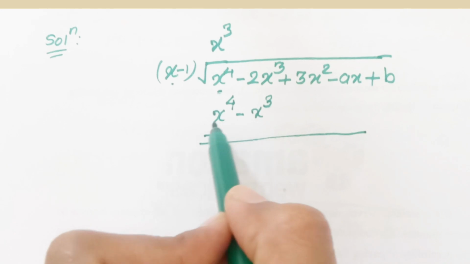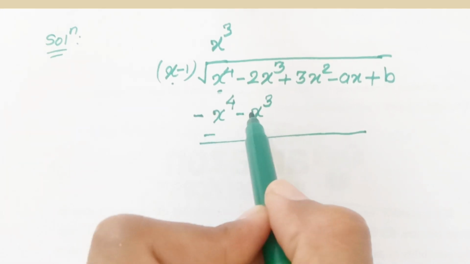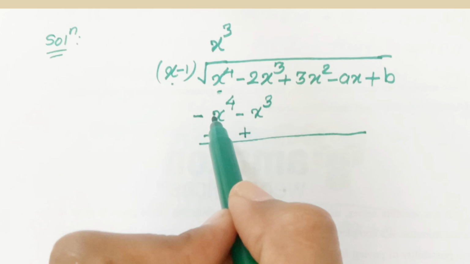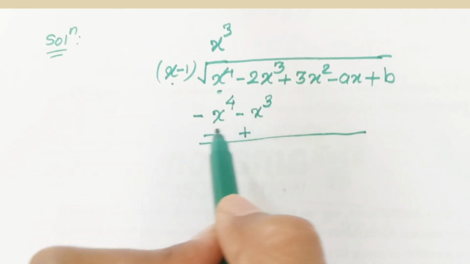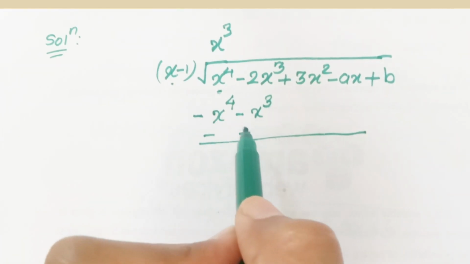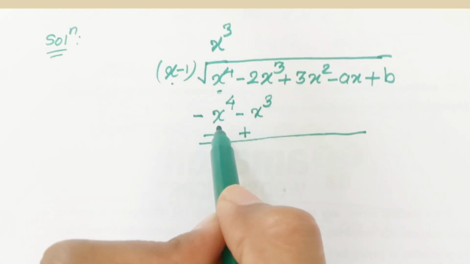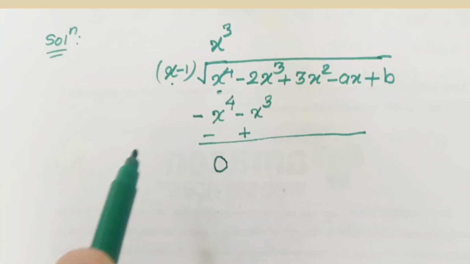Subtract this term. Here we multiply by a minus sign: the first term is plus, so we get minus, then minus into minus is plus. If we are subtracting this term, that means we have to multiply this term by a minus sign. So x raised to the power 4 minus x raised to the power 4, similar term subtraction, is 0.